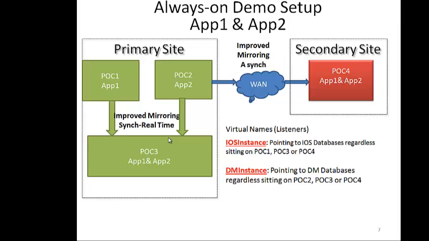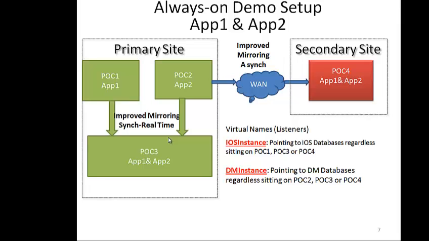Now POC3 is an exact copy, POC4 is an exact copy of POC3, except that the difference is on the primary side it's a real-time replication and automatic failover. It's sync. However, on the secondary side it's a manual failover and is async. So that's the only difference. In case the whole primary site goes down, the secondary site will be up with one server, POC4, which will be serving app1 and app2 connections.